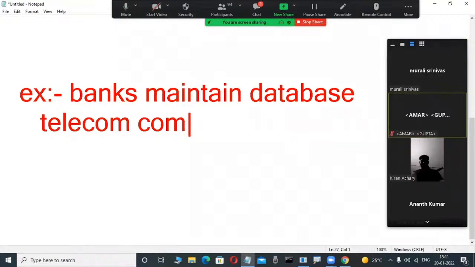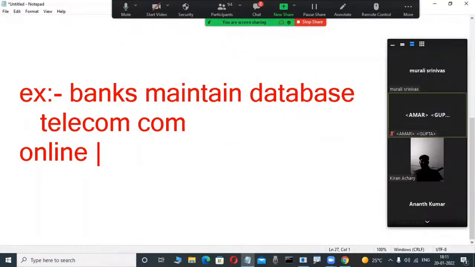Suppose so many people are nowadays purchasing items through online portals like Flipkart and Amazon. Those online shopping portals also maintain databases. Because when you purchase an item, how is the order number generated? Some database application is there, through the auto increment concept only.